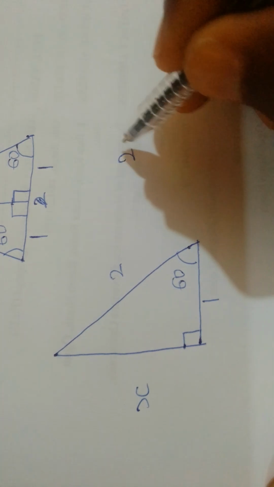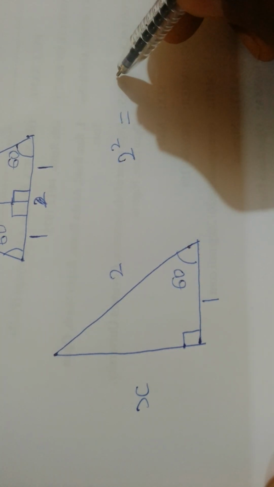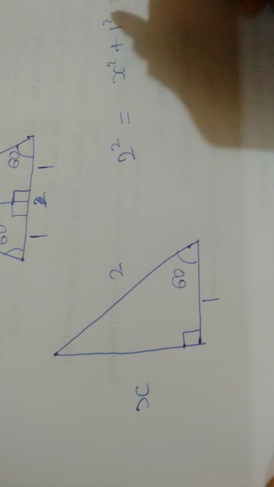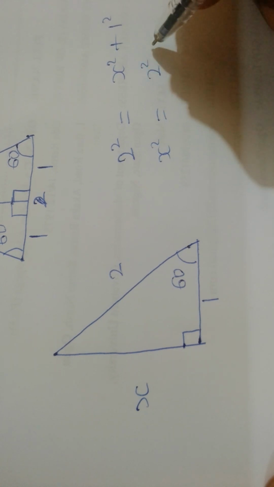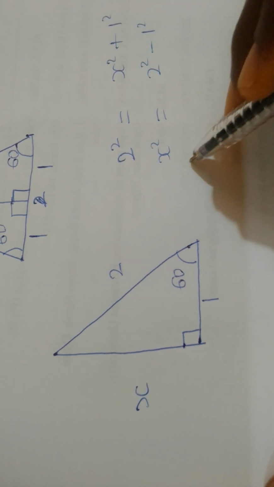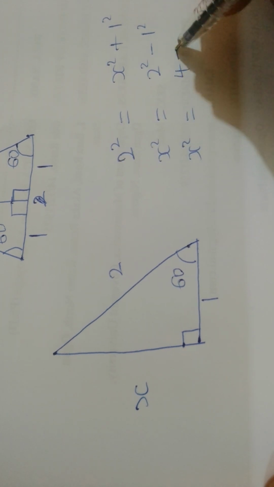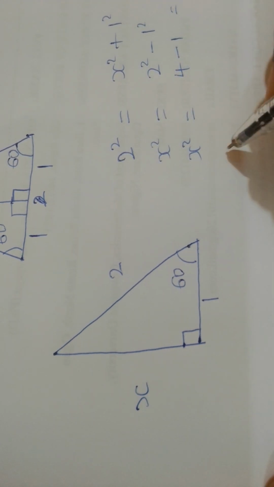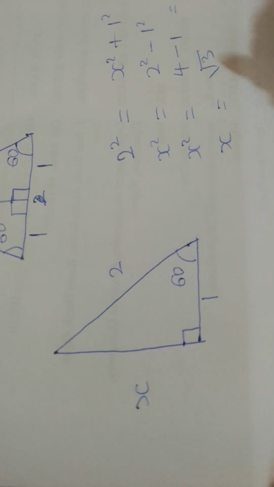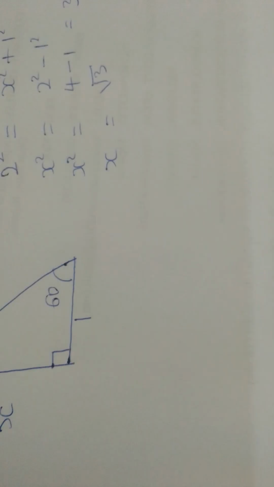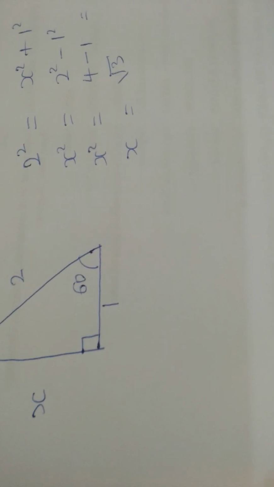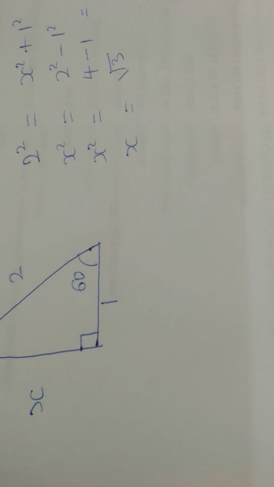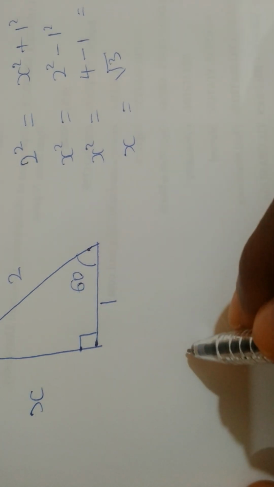In that case, we are going to have 2 square equals x square plus 1 square. Isolating x square, we are going to obtain 2 square minus 1 square. Then x square equals 4 minus 1, which is 3. Then x is going to be root 3. So, having obtained the third side, we can go ahead now to get the values of the 6 trig functions for angle 60°. So let's start with sine 60.